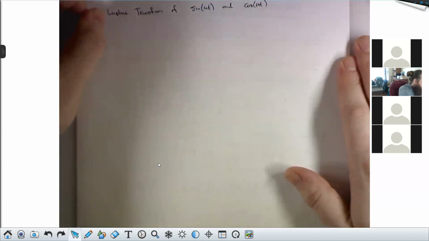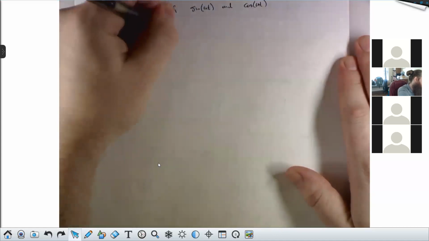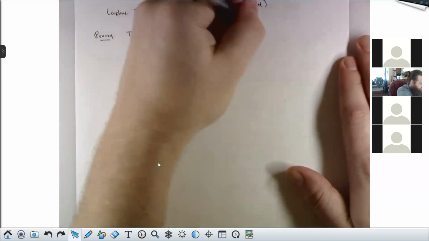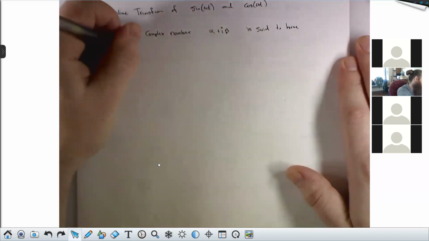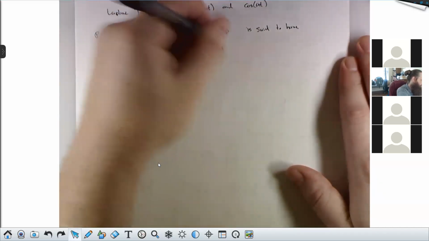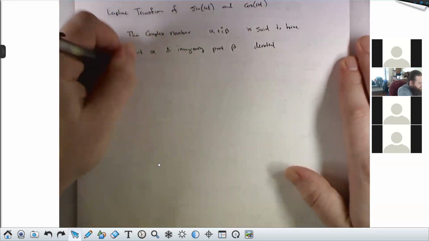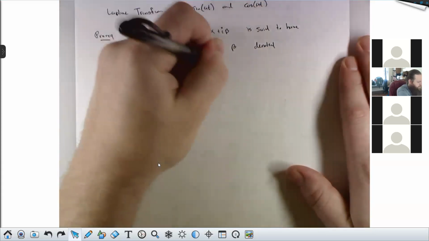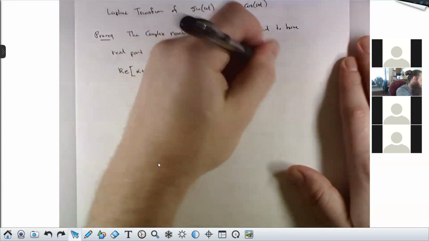Before I do that, a kind of prereq: the complex number alpha plus i beta is said to have real part alpha and imaginary part beta, denoted Re of alpha plus i beta equals alpha, and Im of alpha plus i beta equals beta.